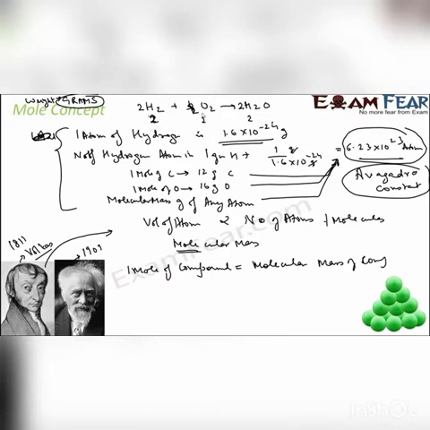We can say that 2 mole of hydrogen reacts with 1 mole of oxygen and gives 2 moles of water. And we know that 2 moles of hydrogen is what? 2 gram. 1 mole of oxygen is what? 16 gram. So those things we know actually, right? So mole and molecular mass, this relation is something we know.